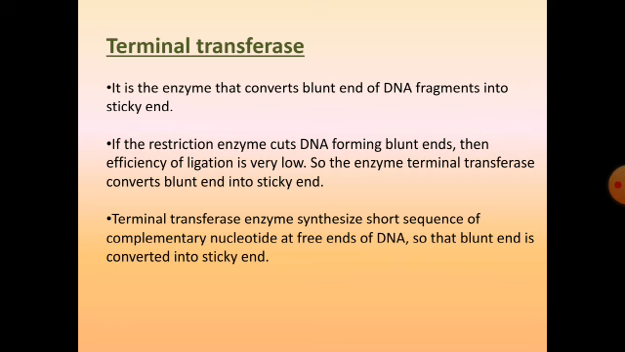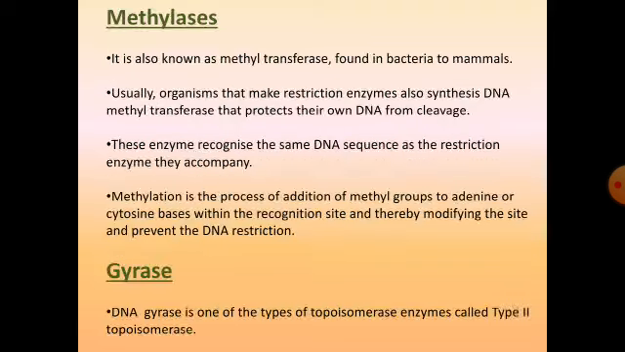If the restriction enzyme cuts the DNA forming blunt ends, then the efficiency of ligation is very slow when compared to sticky ends. So the enzyme terminal transferase converts blunt end into sticky end. Terminal transferase synthesizes a short sequence of complementary nucleotides at the free ends of DNA so that the blunt end is converted into a sticky end.